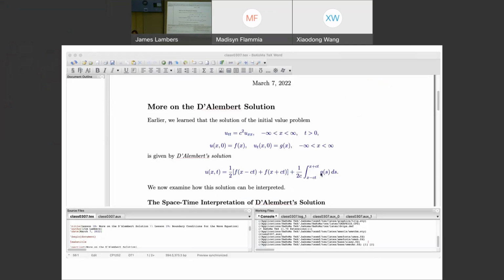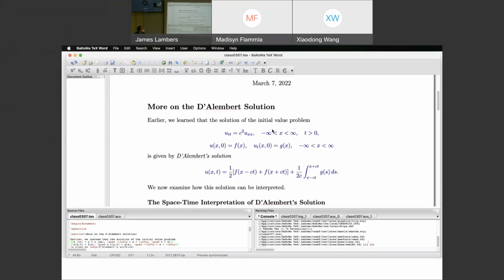So we're continuing with the wave equation. Here's a quick recap of the conclusion from last time. Here we have our PDE, the wave equation, defined on the entire real number line. So this is a Cauchy problem, no boundary conditions. And because of the second order time derivative, we have two initial conditions.